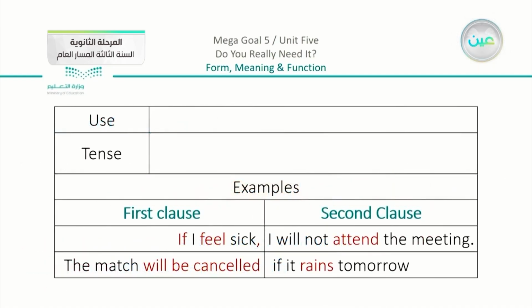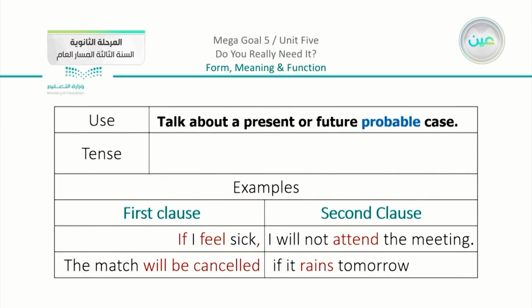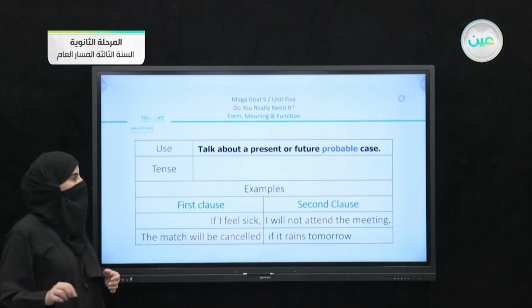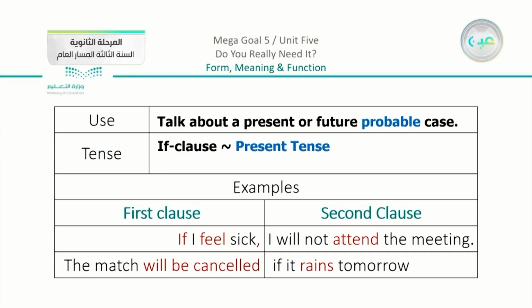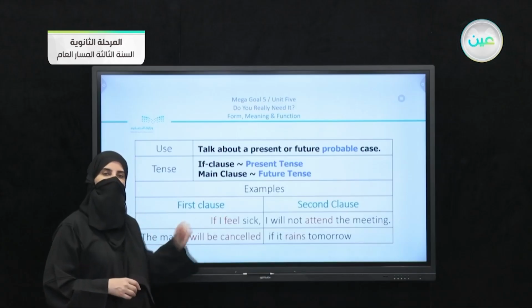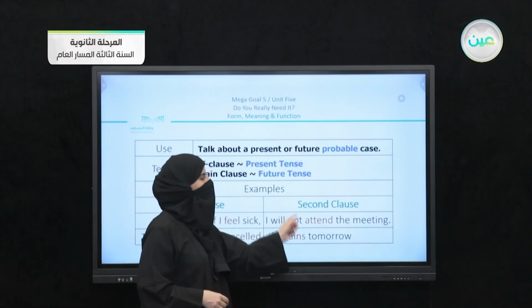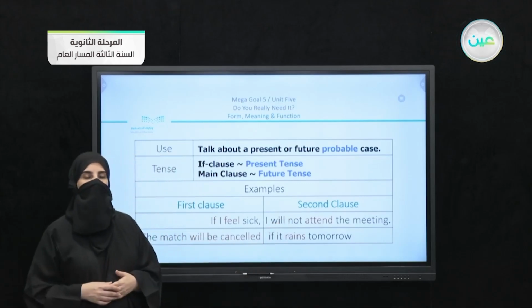Now for examples here, let's just agree that we are talking about a present or a future possibility. It is a probable case. And we have here the if clause plus the present tense, and we have here the main clause plus the future tense. Our example: if I feel sick, I will not attend the meeting. You can see that if I feel, present simple, which applies to what we are saying. And in the main clause plus the future, you can see in the example that we have here, I will not attend the meeting.